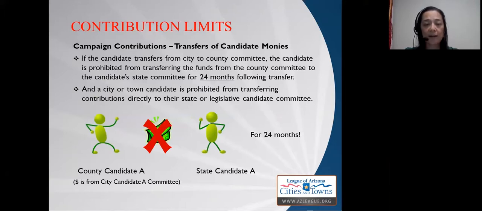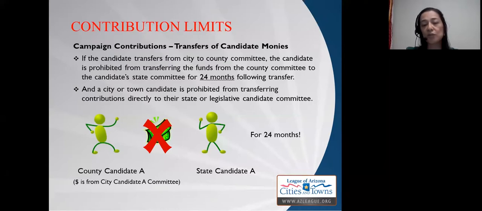This was one of our league resolutions this year. The city of Maricopa had worked very hard to try to get this repealed, because this was really only put in place a couple years ago when we had the campaign finance overhaul. But unfortunately, we were not successful. So this is still in place: a city or town candidate cannot directly move their money to a state or legislative candidate committee. They have to move it to a county committee for 24 months, and then they can move it up to a state or legislative committee.